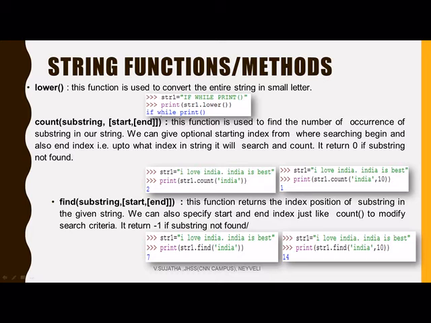See, while we look at this example, I can understand clearly. See this example: str1 equal to "I love India, India is best". Now I am giving print str1, this is your variable name, identifier name, dot count of India. This is the substring. So how many times does this substring occur in str1? 2 times. The answer is 2.